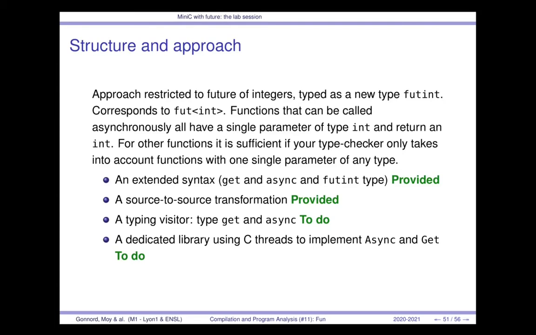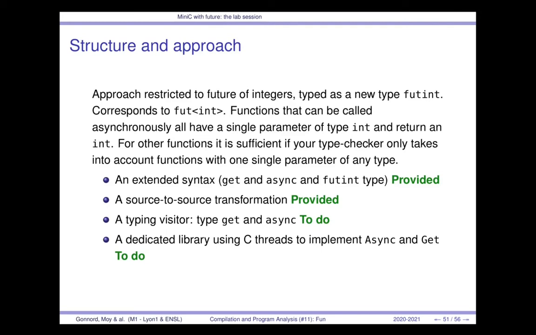Functions that can be called asynchronously must all have a single parameter of type int. It's another restriction that you will have to check, but it will simplify the way you handle those functions. Same thing, it is possible to extend this to other structures, but it would require you to reason on the language itself and do much more work on source-to-source compilation. It's not the subject here, at least not in the basic lab session. So they all take an int and return an int.